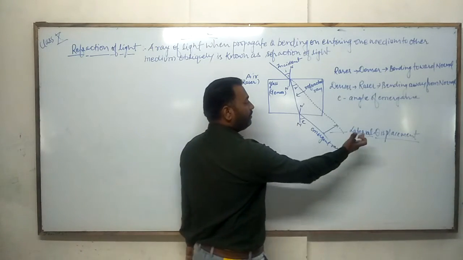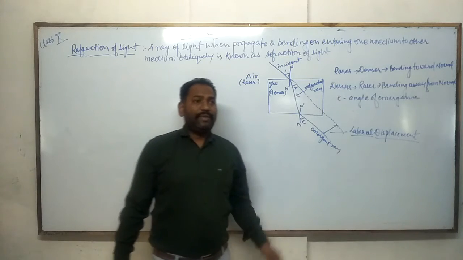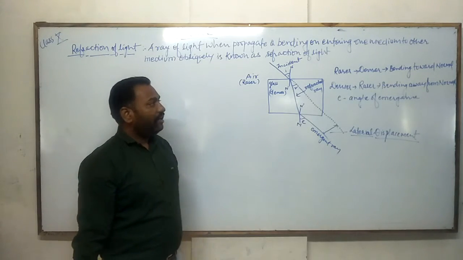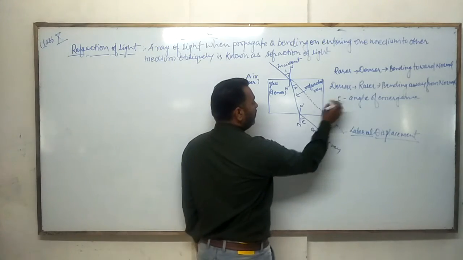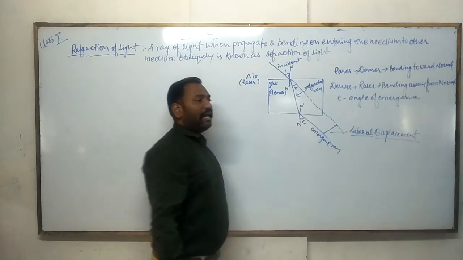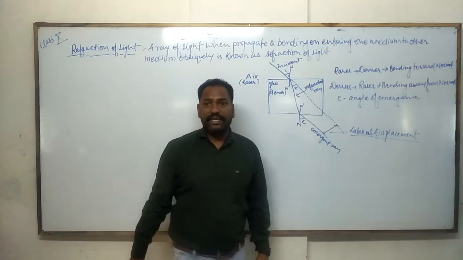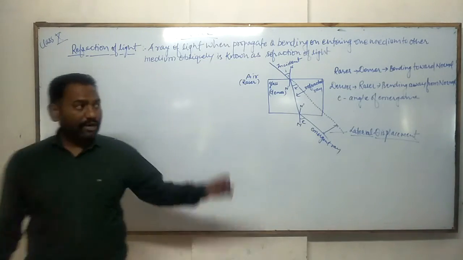So this is the lateral displacement, the difference between the actual path of the incident ray and the new path of the refracted ray. E is the angle of emergence, and this is R, the angle of refraction, which you know about. And I is the angle of incidence. So you have to draw it.